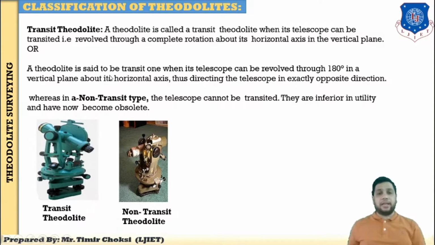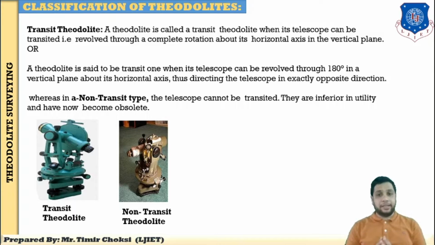A theodolite is said to be transit when the telescope can revolve through 180 degrees in a vertical plane about its horizontal axis, thus directing the telescope in exactly the opposite direction. Now, what is a non-transit theodolite? Its telescope cannot be transited. It means the telescope movement is not available, so you can only take the reading, not move the telescope. So this type of theodolite is called a non-transit theodolite.